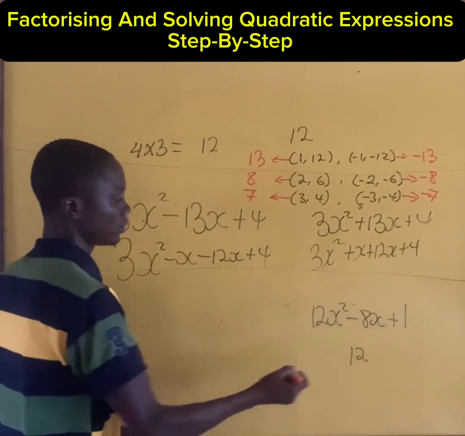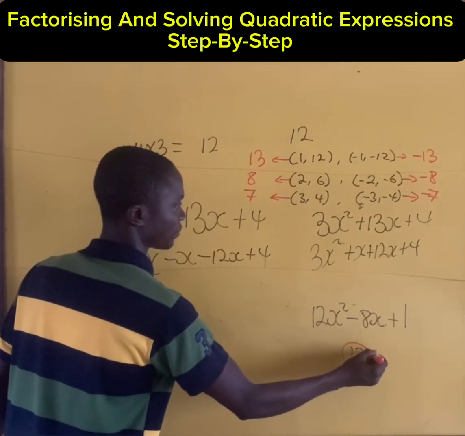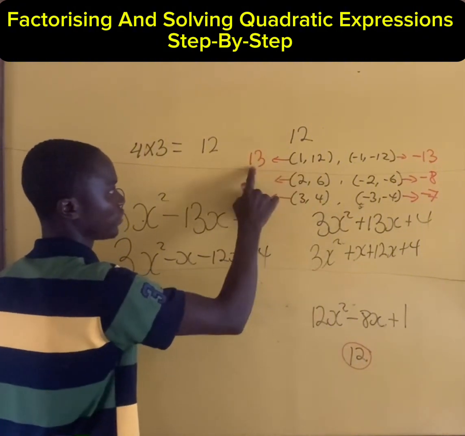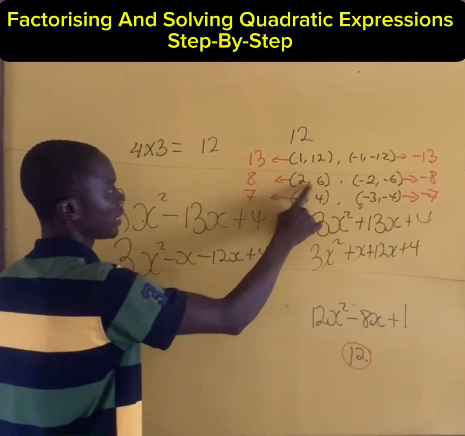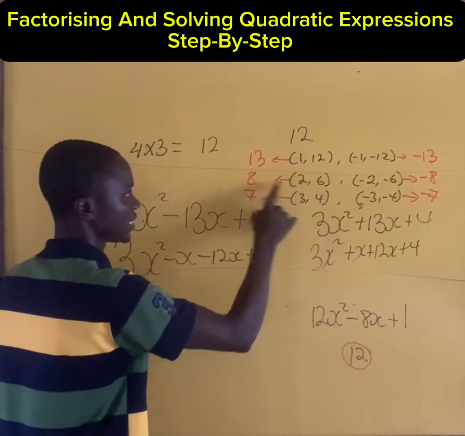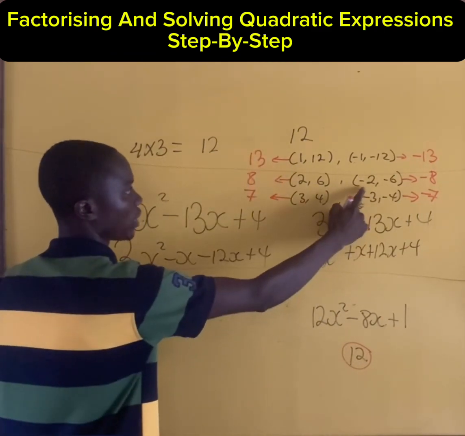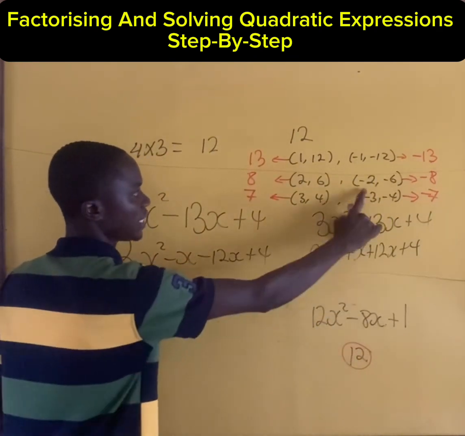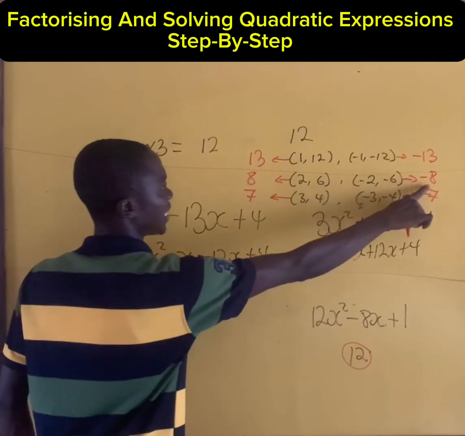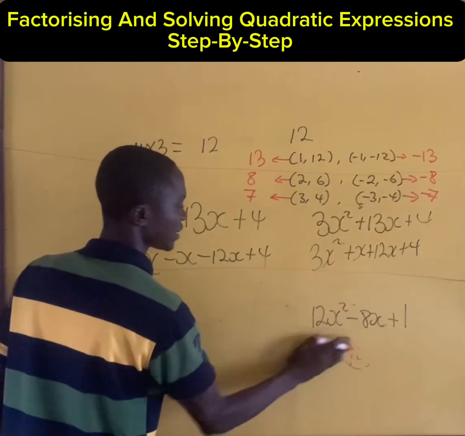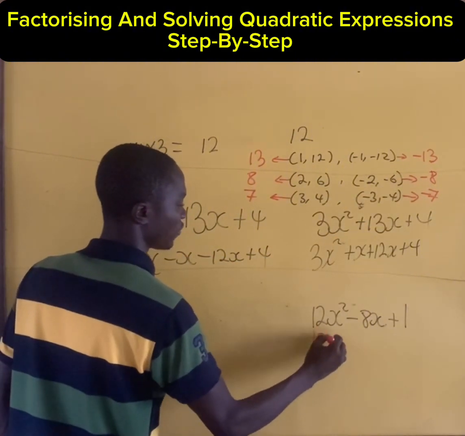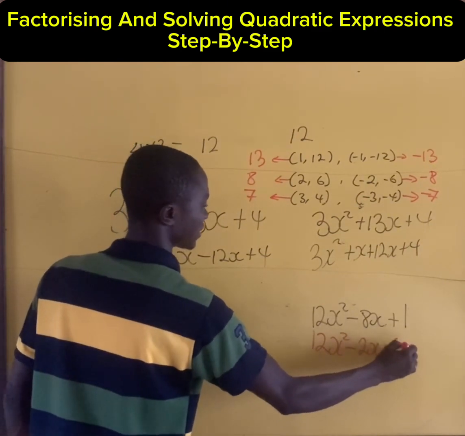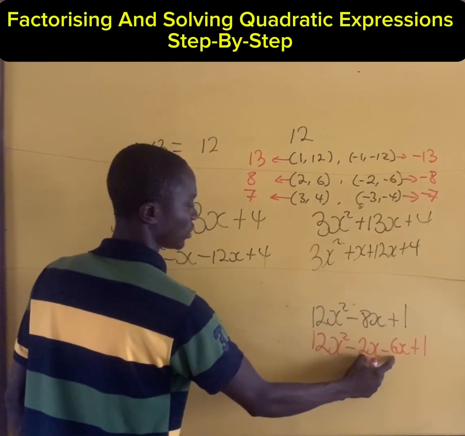Then we are looking for a pair of factors. Here, 1 times 12 will give us this 12, but 1 plus 12 is 13. 2 times 6 will give us this 12, but 2 plus 6 is 8. So we check the other one. Negative 2 times negative 6 will give us positive 12. Negative 2 added to negative 6 gives us negative 8. So here you write 12x squared minus 2x minus 6x plus 1 to break the middle term.